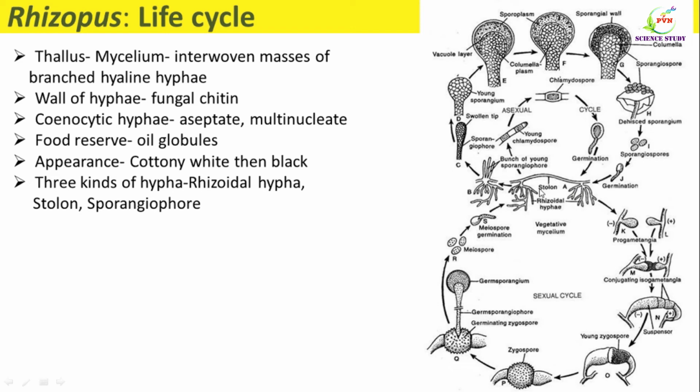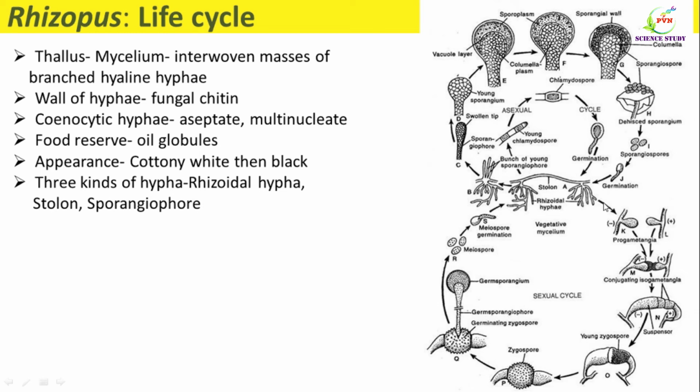Then the second type of spores is the chlamydospores. So here we can see that on the branch of the young sporangiophores, young chlamydospores are developed. These chlamydospores later on detach and on arrival of favorable condition, they form the germ tube and after germination, they also form the haploid Rhizopus mycelium. So this was all about the asexual stages in the life cycle of the Rhizopus. Now we will study the sexual stages in the life cycle of Rhizopus.